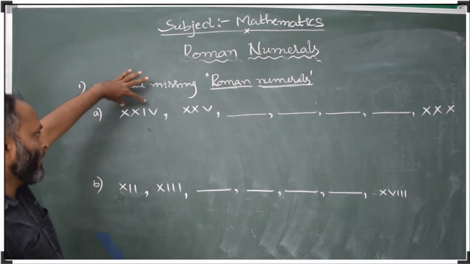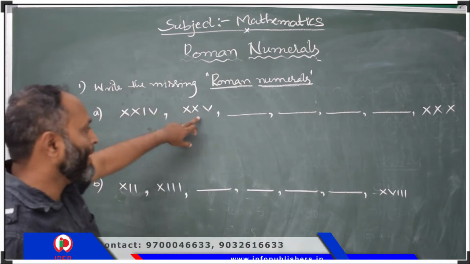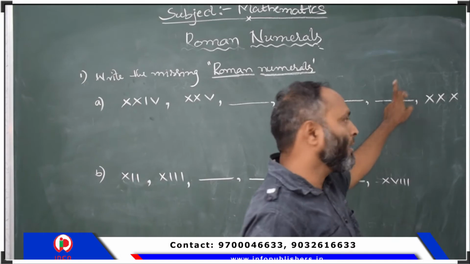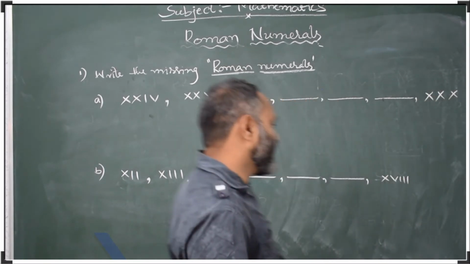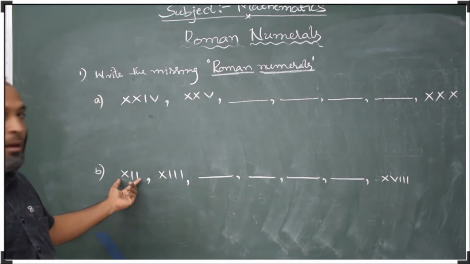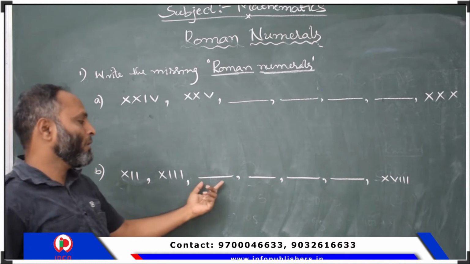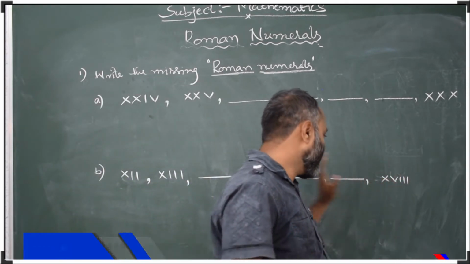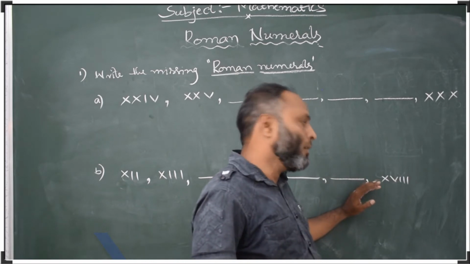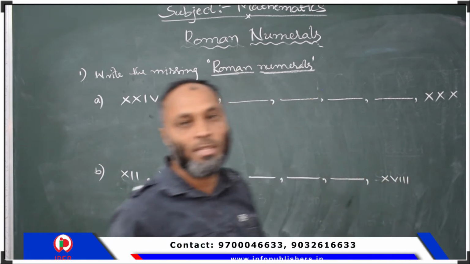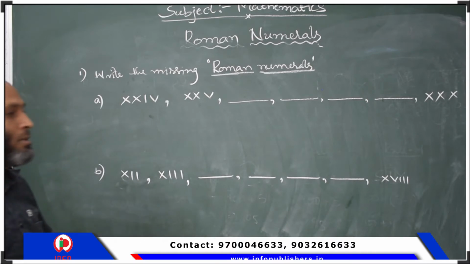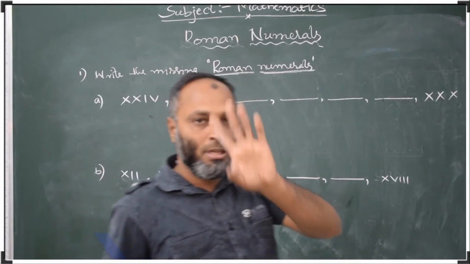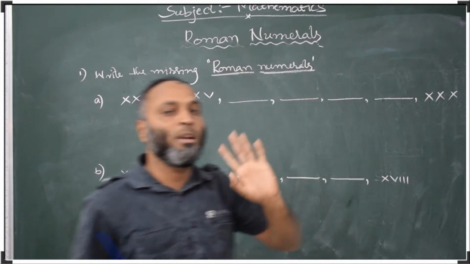Here one Roman numeral is given, second one is given, third, fourth, fifth and sixth is missing and seventh is given. In the same way, here also first and second is given, third, fourth, fifth, sixth is missing. We have to find all these 4 missing numerals and the last one is given. Then how to find? We have to apply the 4 rules, and on the basis of 4 rules we have to find the missing Roman numerals.